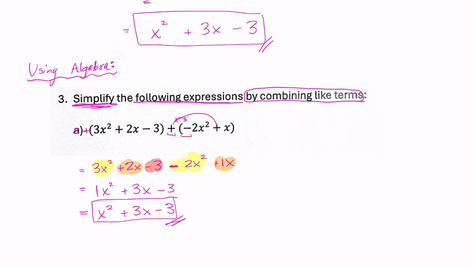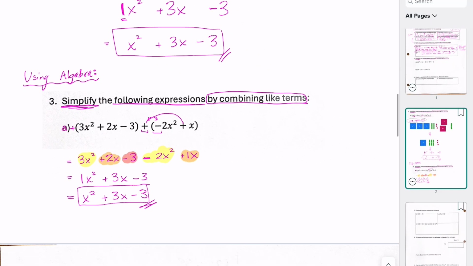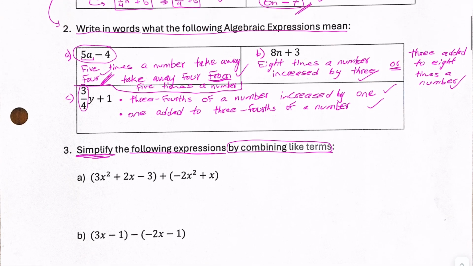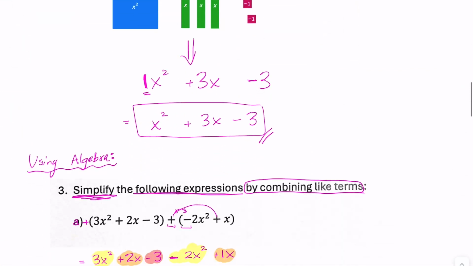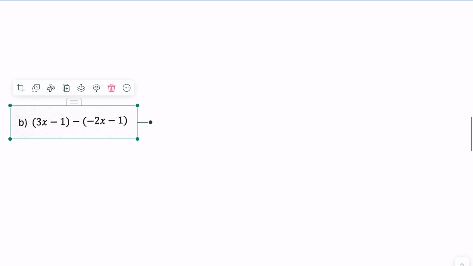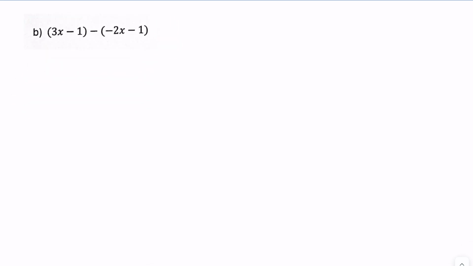Okay, let's move on to 3B, because that's also a very interesting question, similar to what we just did. So I'm going to go here and copy the question down. So 3B, again, same idea, simplify the following expression by combining like terms. Okay, so we're going to do it again two ways. One way is using the algebra tiles. And then the other way is using the algebra rules.